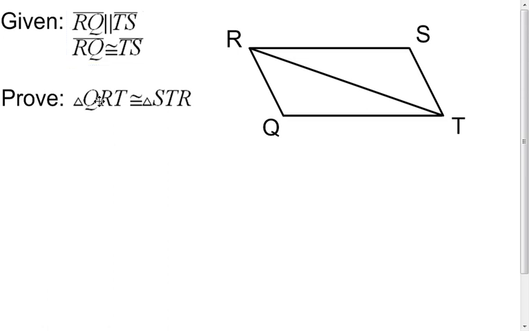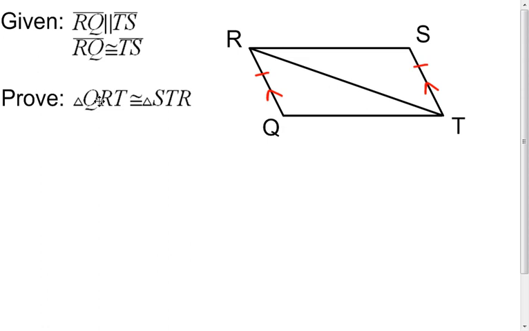Step 3 is to draw the picture and mark it up. Well, the picture is here, now I'm going to mark it up. I'm going to take that first statement, that segment RQ is parallel to segment TS, and mark it in my picture. And it also tells me that segment RQ is congruent to segment TS, so I mark that in my picture.